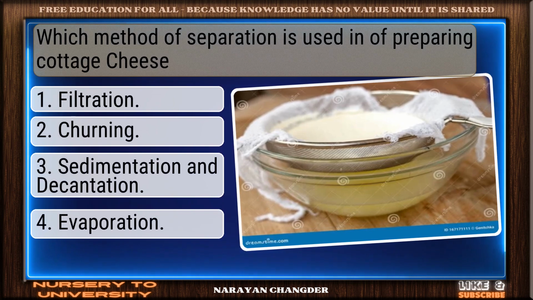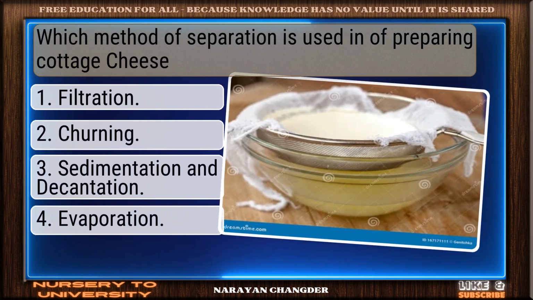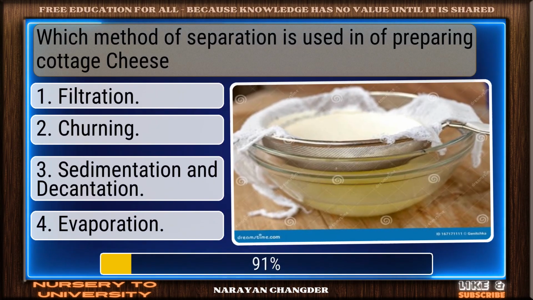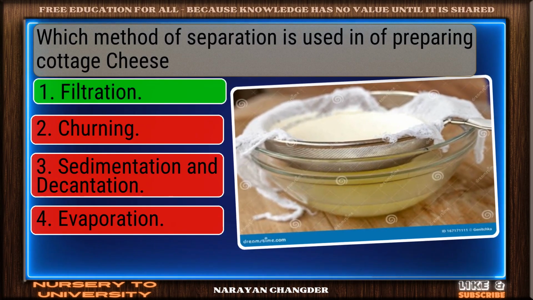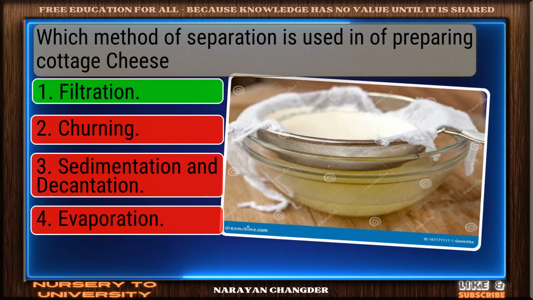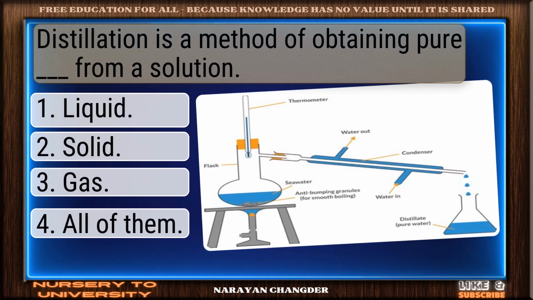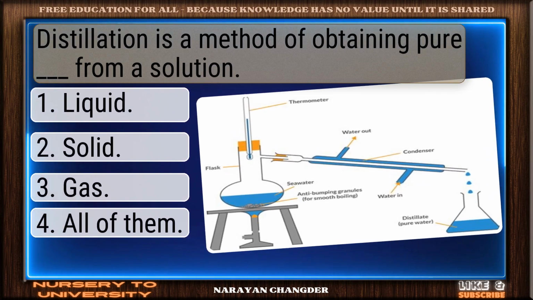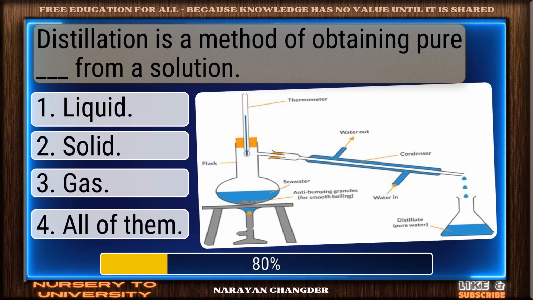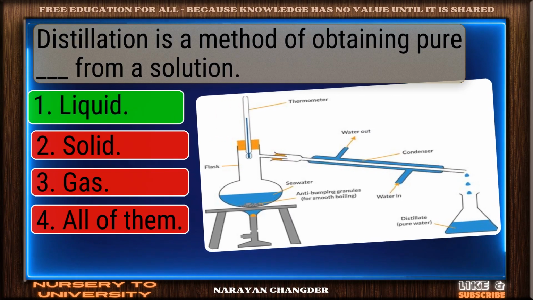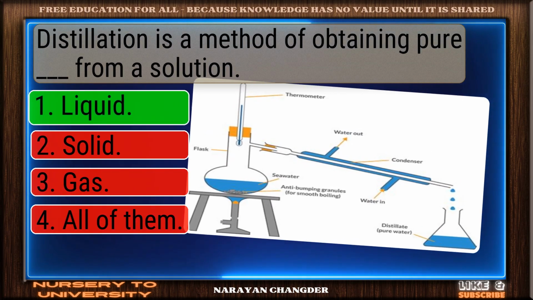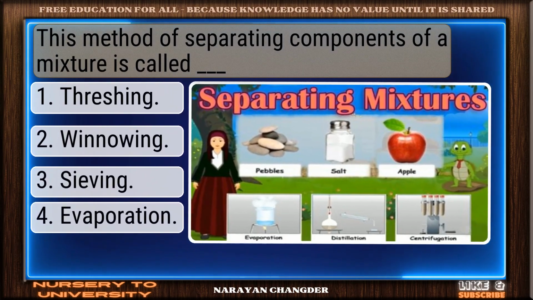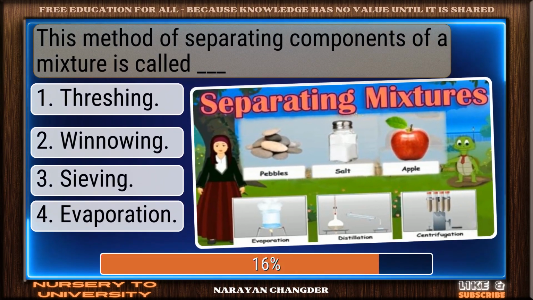Which method of separation is used in preparing cottage cheese? Correct response. Filtration is the most accurate answer. Distillation is a method of obtaining pure dash from a solution. Nice selection. Liquid is the correct and valid answer. This method of separating components of a mixture is called dash.